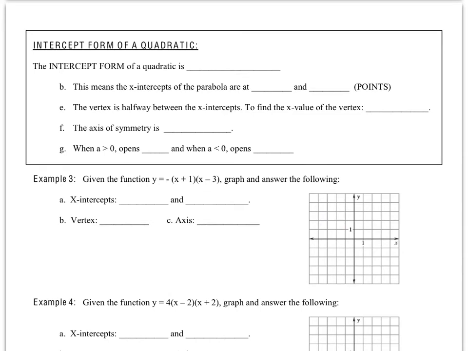So now we're going to talk about intercept form of a quadratic. So the intercept form of a quadratic is y equals a times the quantity x minus p times the quantity x minus q. This means the x-intercepts of the parabola are at the points p, 0. Well, that should be a p. It doesn't really look like a p. Let me see if I can find my eraser.